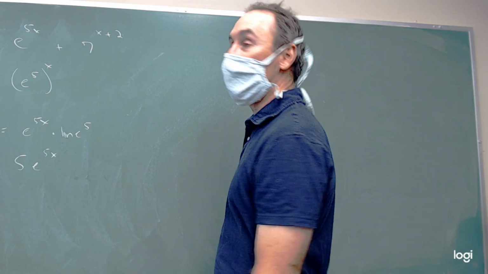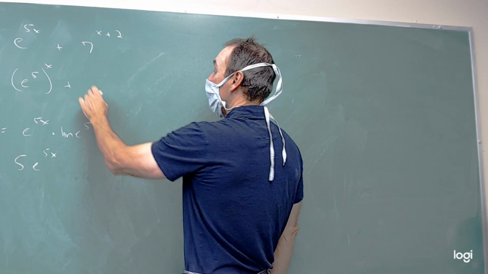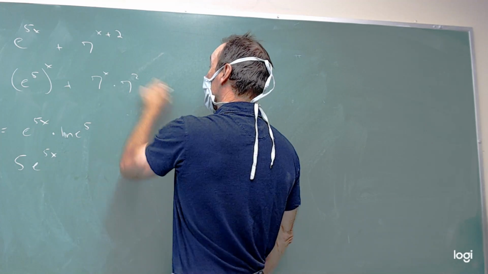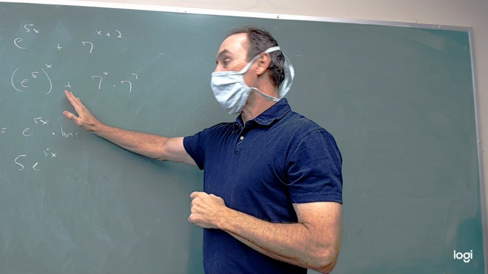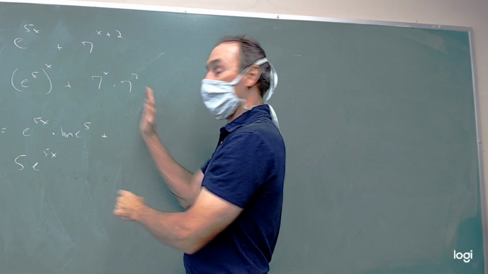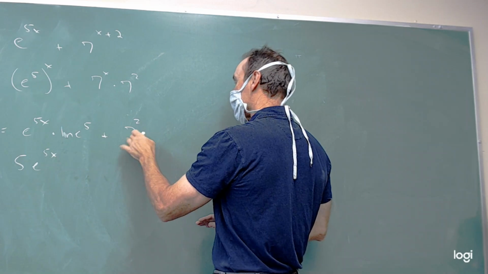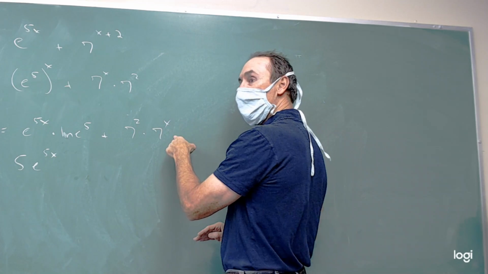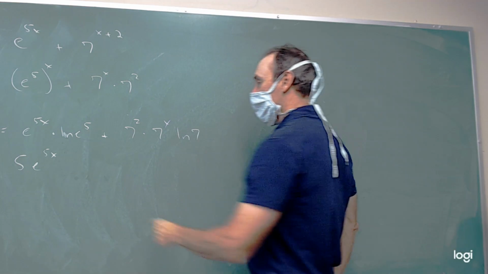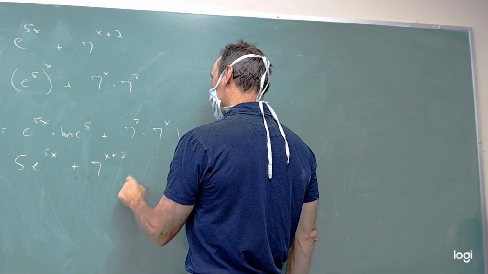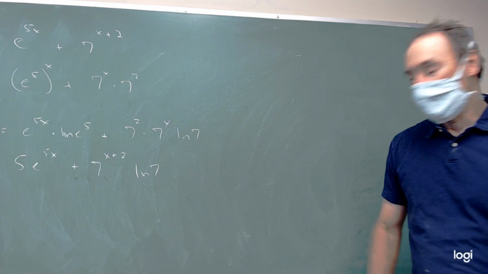Okay, how about the 7 to the x plus 2? 7 to the x times 7 to the second. So we have a constant times a function. So its derivative is going to be the constant times 7 to the x times the natural log of the base. And then again, you go back to the 7 to the x plus 2. You still have to have that natural log 7. Good, good, good, good. All right.